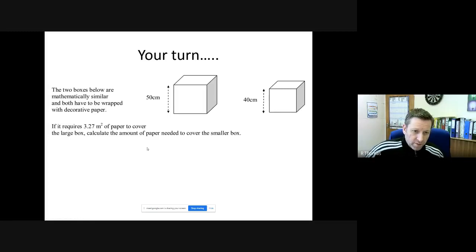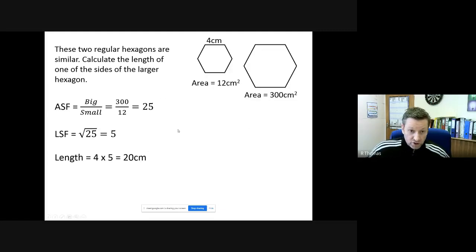The two boxes below are mathematically similar and both have to be wrapped with decorative paper. So that's talking about area because you're wrapping it, so surface area. It requires 3.27 meters squared of paper to cover the large box. Calculate the amount of paper needed to cover the smaller box, right? So this isn't like the one I just showed you.